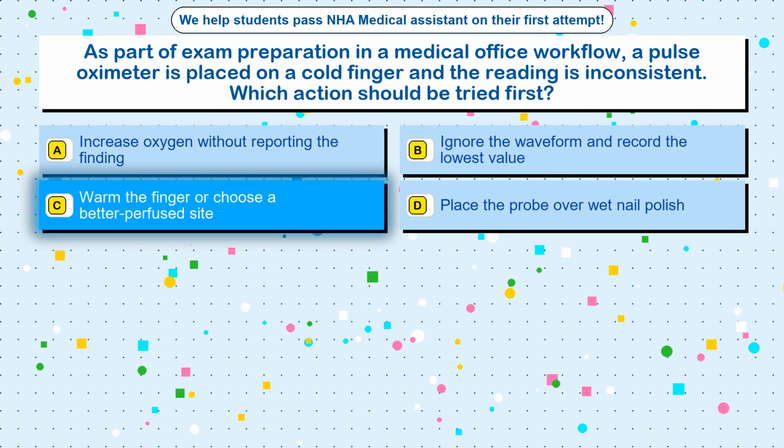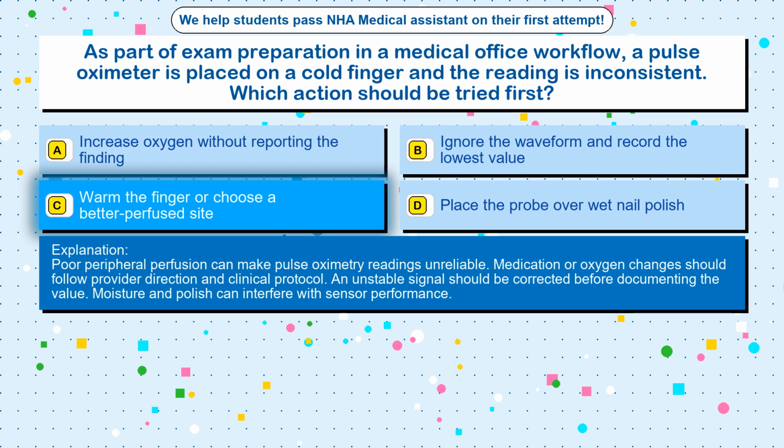The correct answer is option C, warm the finger or choose a better perfused site. Poor peripheral perfusion can make pulse oximetry readings unreliable. Medication or oxygen changes should follow provider direction and clinical protocol. An unstable signal should be corrected before documenting the value. Moisture and polish can interfere with sensor performance.